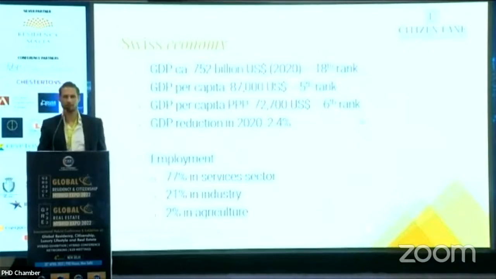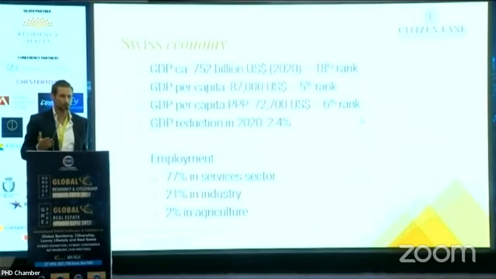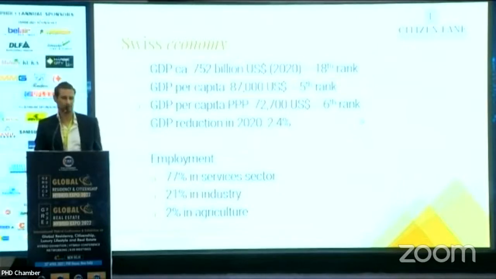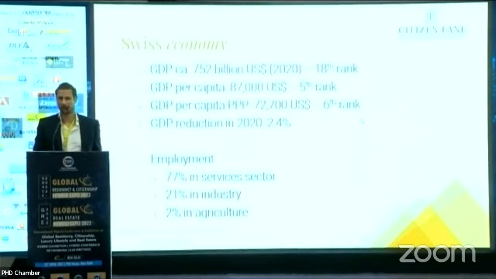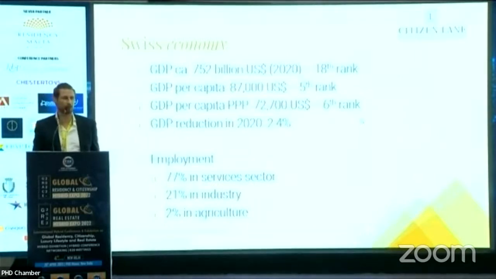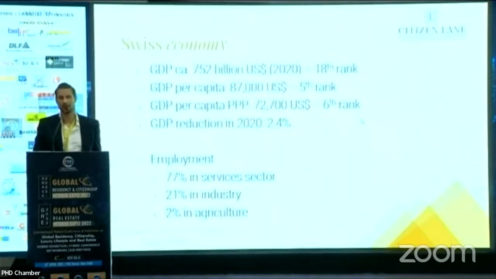So let me talk a bit more about the economics now. We already spoke a little bit about it, but small Switzerland has a GDP of $750 billion in 2020. That is 18th ranked worldwide, with a GDP per capita of 87,000, which is quite a lot for such a small country.